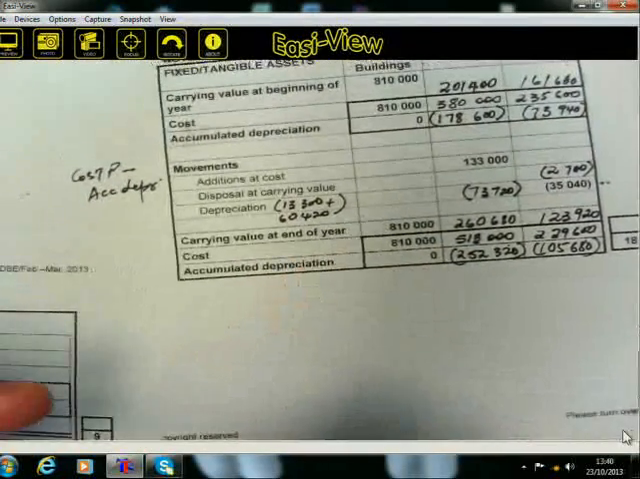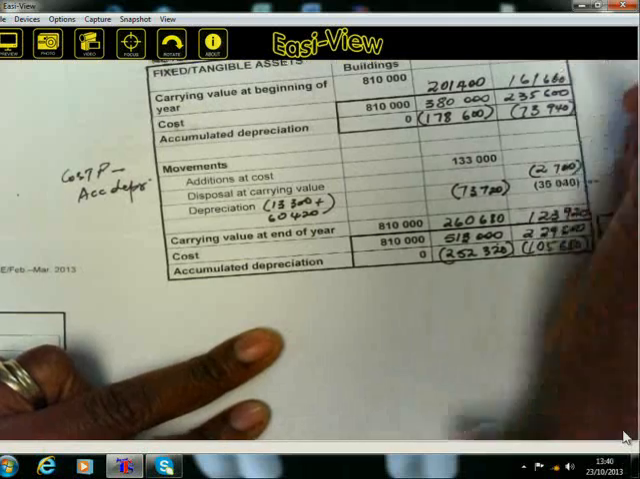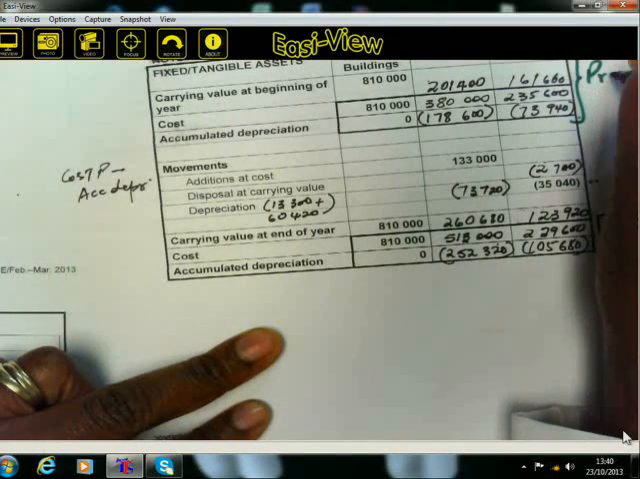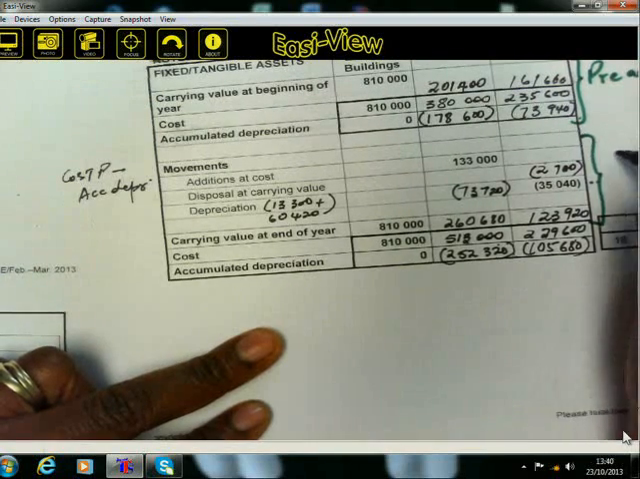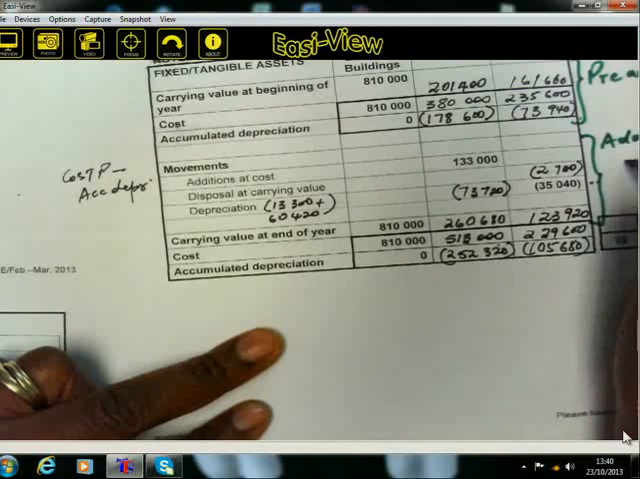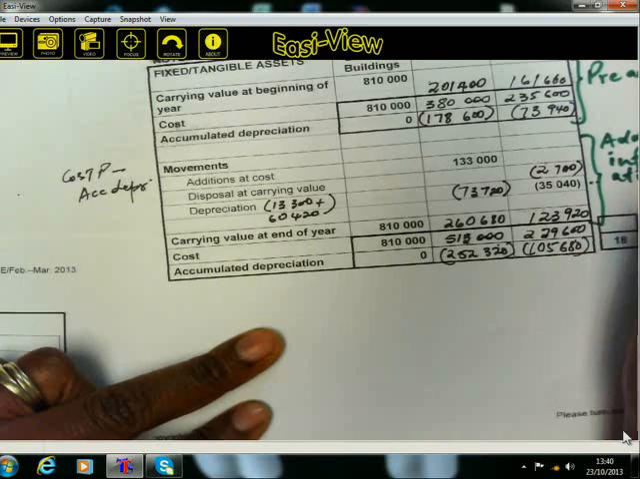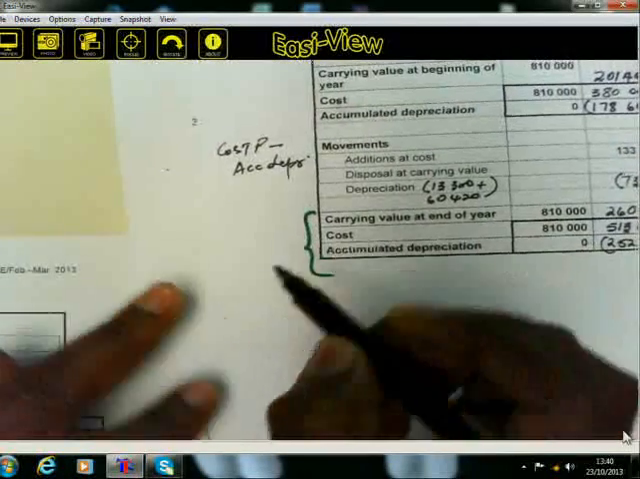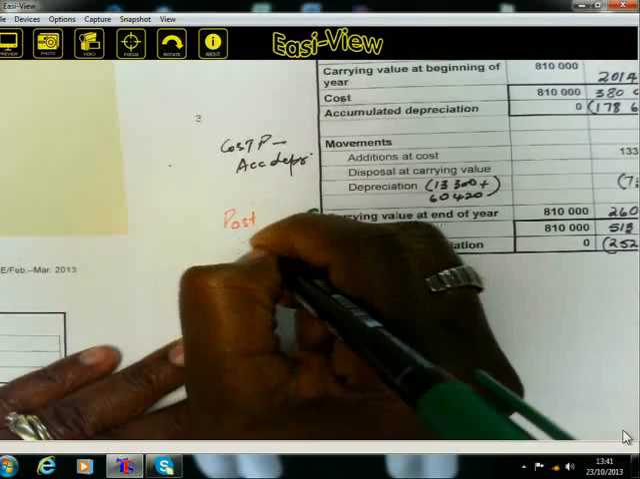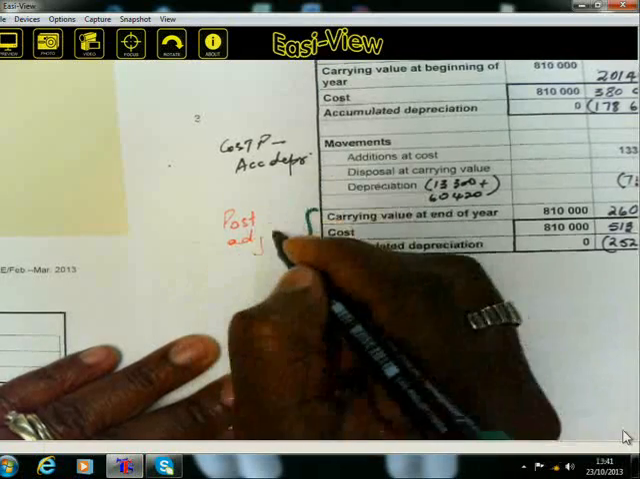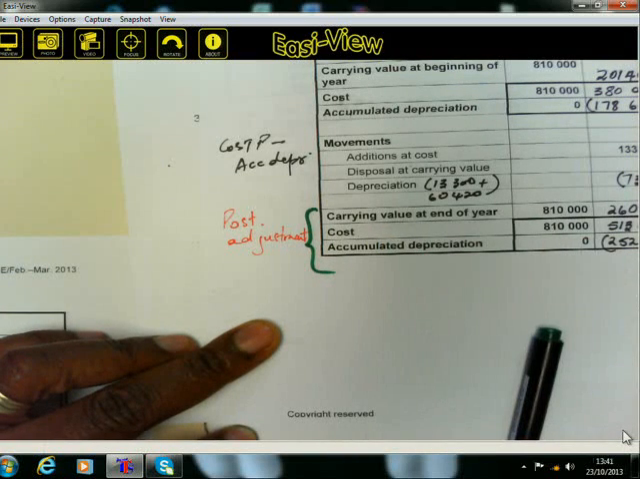Okay, let us have a look at this information. This amount is from the pre-adjustment trial balance. This information is from the additional information. And the last part is the post-adjustment. After taking into account the adjustment, we have this information. Before taking into account, we have this one.